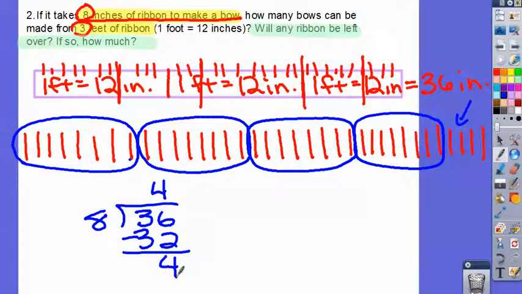So let's look at what these numbers actually mean. Right now what we're seeing is 36 represents how many inches of ribbon I had to start with. 8 represented how many inches it took to make 1 ribbon. So this 4 right here is how many ribbons I made.